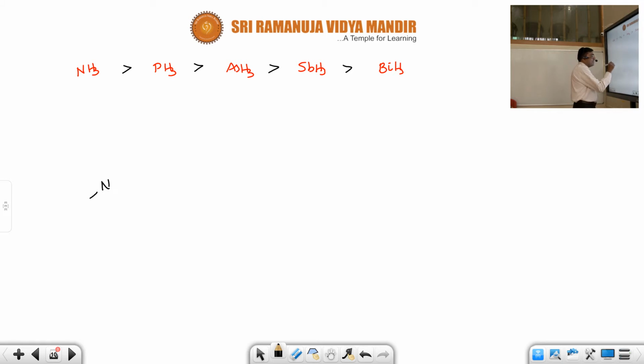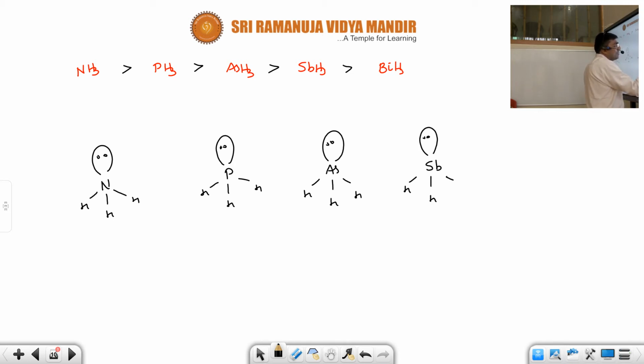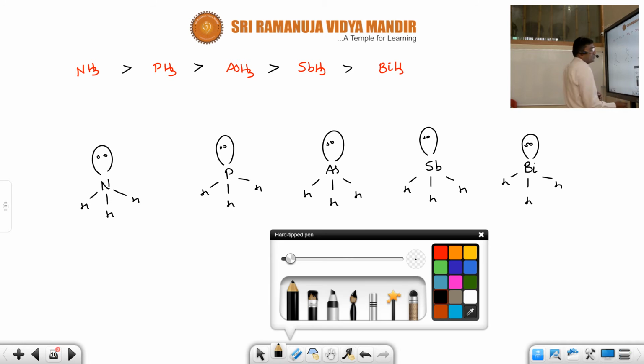The structure of ammonia is as follows. This is the structure of ammonia. Similarly, the structure of PH3 is also this way. Similarly, the structure of AsH3, arsine, is also pyramidal. Similarly, the structure of SbH3 is in a similar way. The last one, bismuthine, BiH3, is also this way. Now, we are going to comment on the bond angles.